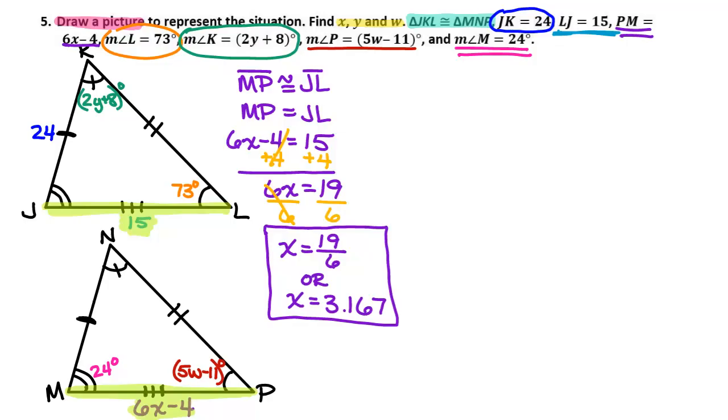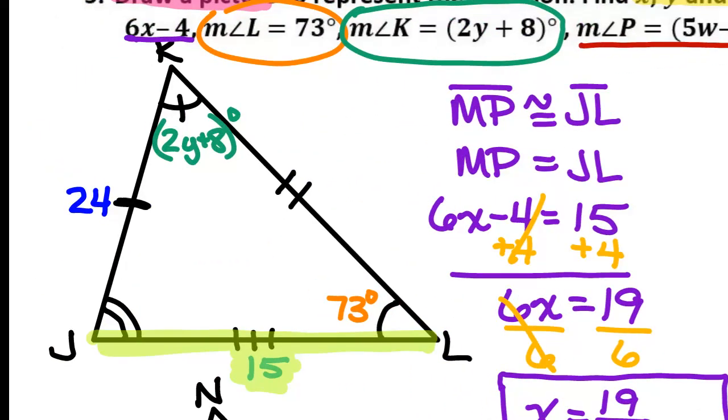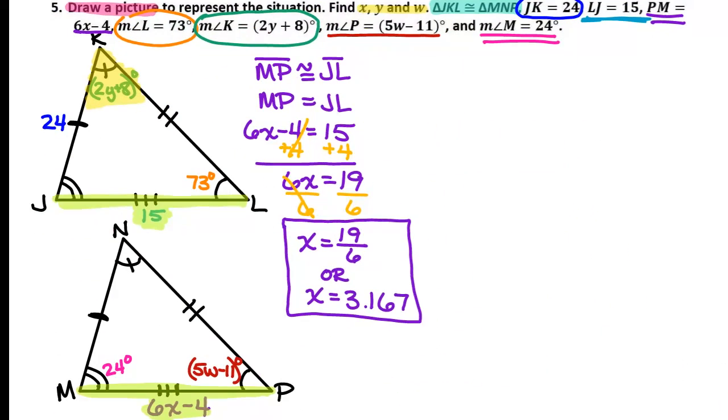All right. There's x. We also need to find y. Where's y? Up here, angle K. It's 2y plus 8. Well, that's part of an angle. Do I know how big the corresponding angle is on the other triangle? No, I don't know how big angle N is, so I can't use that to help me here. K and N are congruent, but because I don't know how big N is, I don't have anything to set it equal to.